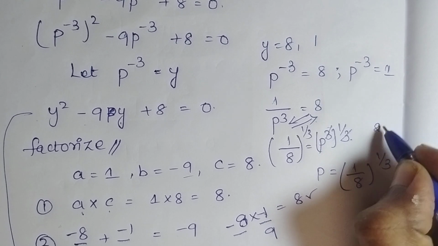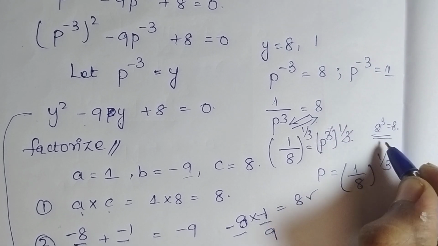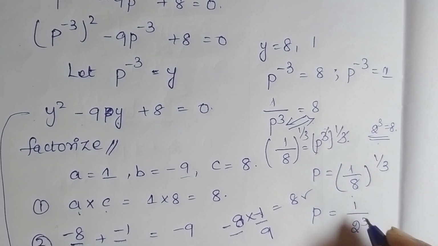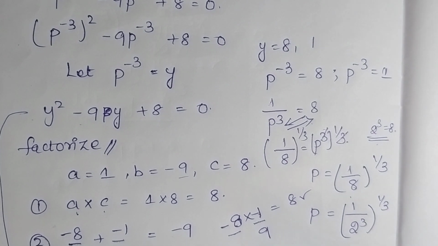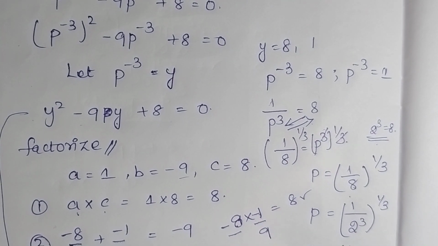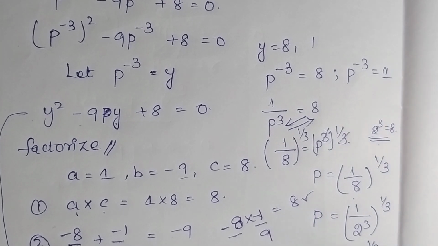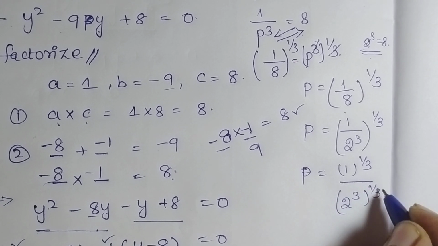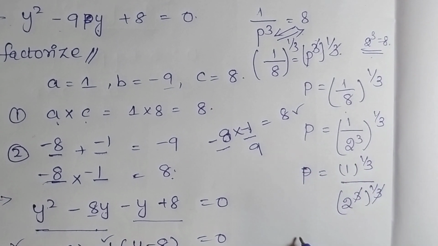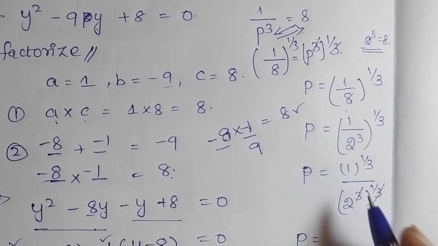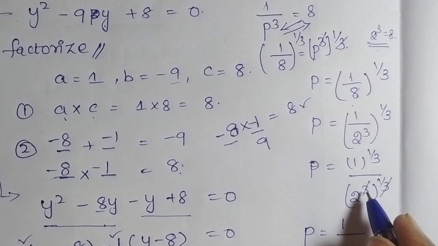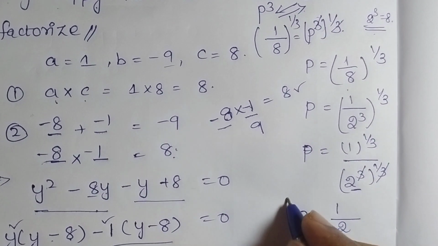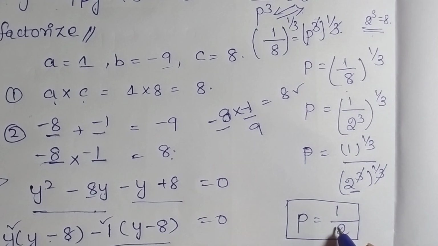We know that 2 cube is equal to 8. So I am going to apply this here. Therefore P is equal to 1 divided by 2 cube the whole power 1 by 3. We know that already, 2 power 3 the whole power 1 by 3. These 3 and these 3 get cancelled. 1 power 1 by 3 is equal to 1. And 2 power 3 the whole power 1 by 3, so they cancel each other. Left over is 2. So I found the first value for P is 1 by 2.